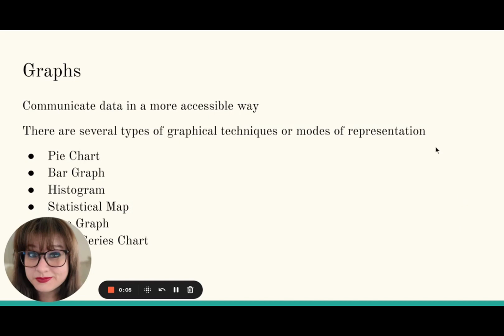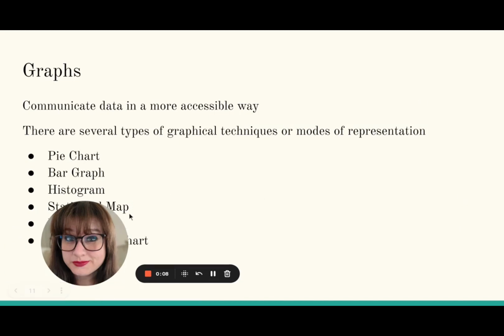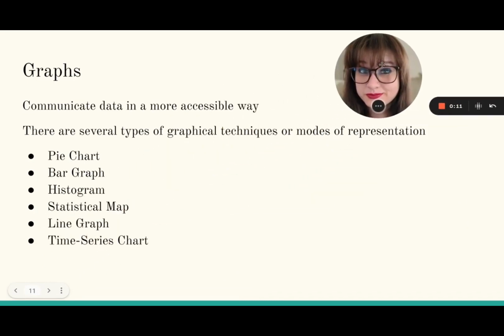Okay, so where we left off was where we created frequency distribution tables. Now we're talking about the different types of visual representations that also exist. The first thing we're going to talk about is pie charts. We're also going to talk about bar graphs, histograms, statistical maps, line graphs, and time series charts. For us, we are going to be creating bar graphs and/or histograms. We're not going to worry about statistical maps, line graphs, or time series charts, but it is important that you recognize how to identify them and how to read them.